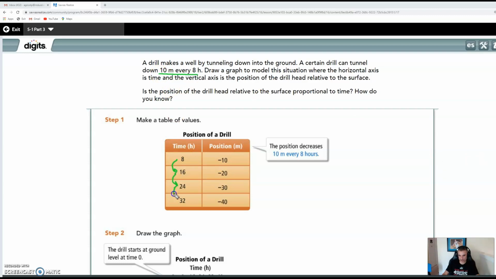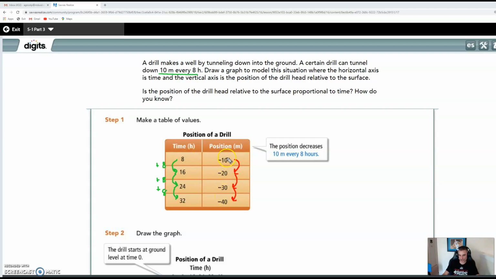So here, we're only measuring in chunks of 8. On the left-hand side of my table, we're always increasing by 8. And every time 8 hours passes, notice how the drill gets 10 meters further into the ground. Right? And the reason my number is negative is because we're going below the ground.